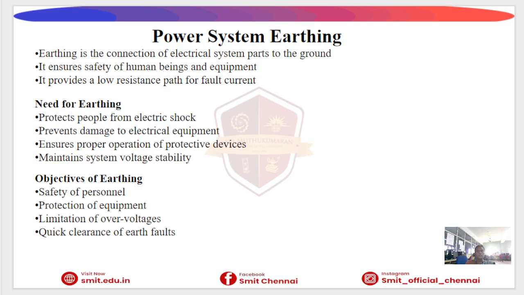Why do we need earthing? Earthing is required to protect people from electric shock, prevent damage to electrical equipment, and ensure correct operation of protective devices. Then it maintains system voltage stability during faults. Then what are the objectives of earthing? The main objectives are safety of personnel, protection of equipment, limitation of overvoltages, and quick clearance of earth faults.